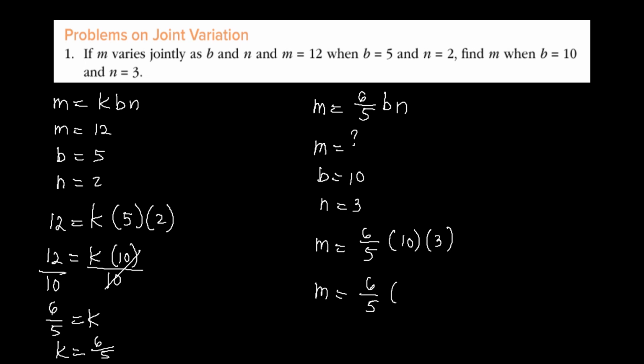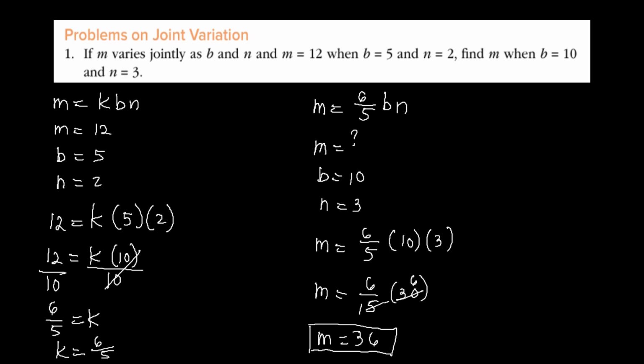Okay, so M equals, that is 6 over 5. 10 times 3 is 30. Okay, we can cancel this out. And we have 6. So we have 6 times 6, we have 36. Okay, so the answer is 36. So M is 36 when B is 10 and N is 3. Okay, so ganun lang po kasimple. You just only substitute the values of the given.